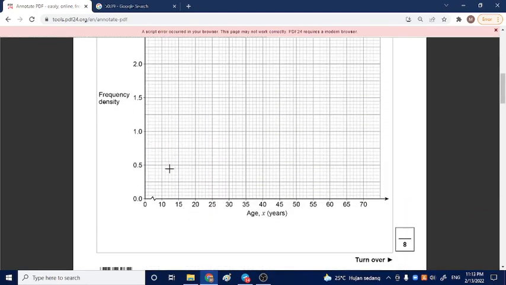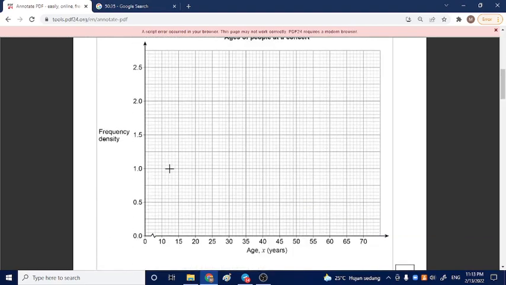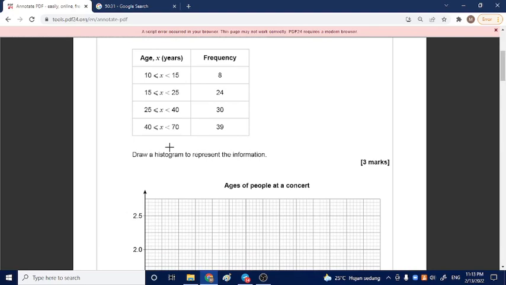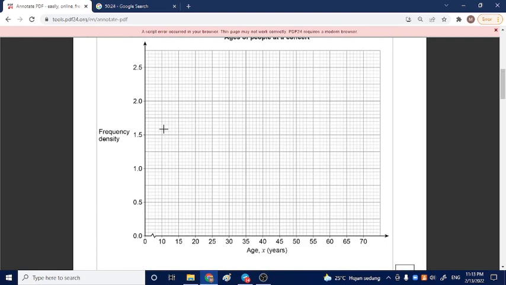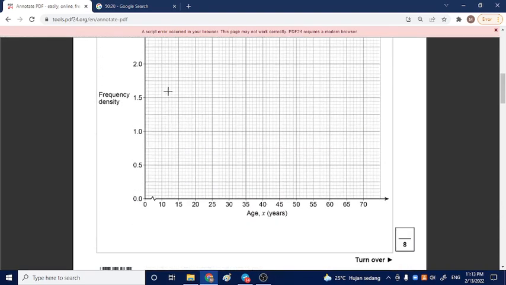10 to 15. Frequency is 8. That means the frequency density is 8 divided by 5. That would be 1.6. Where is 1.6? I think we used this one. 1.5. This is 1.75. This is 1.7. 1.6.